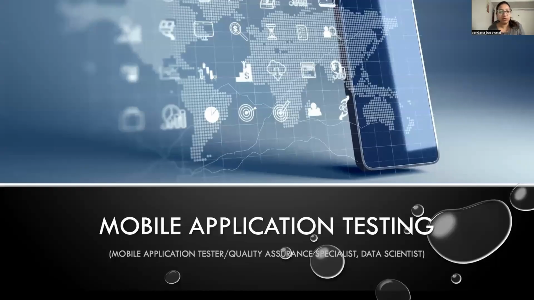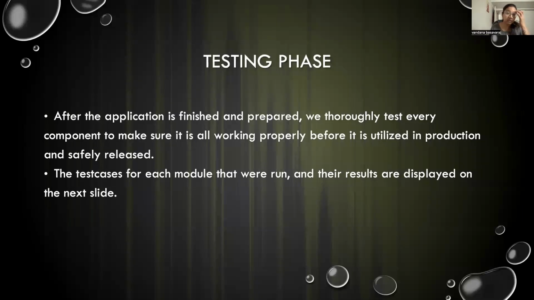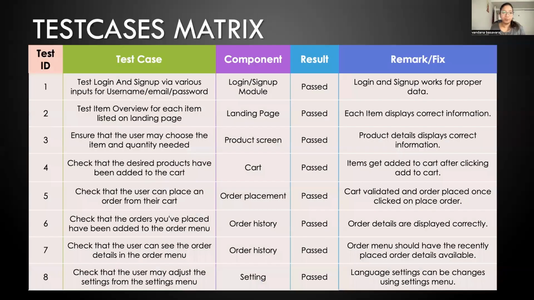Now, let's look at the mobile application testing phase. After the application is finished and prepared, we thoroughly test every component to make sure it is all working properly before it is utilized in production and safely released. The test cases for each module that were run, and the results, we have on the next slide. So here is the test case metrics.